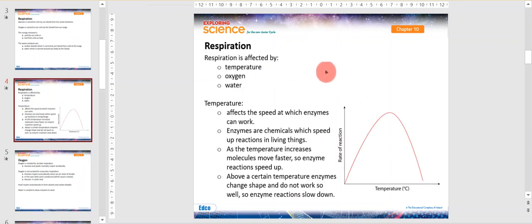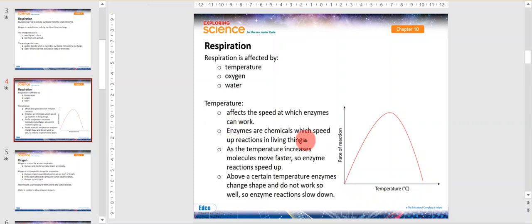If we think about the factors that affect respiration, respiration is affected by temperature, oxygen and water. These are the factors that will impact on that chemical reaction taking place. So how does temperature affect the rate? The rate of respiration is how quickly the chemical reaction happens. We have a graph here that shows the effect of temperature.